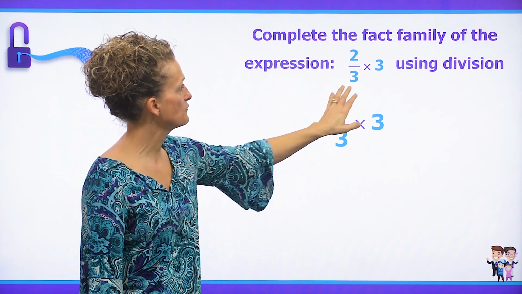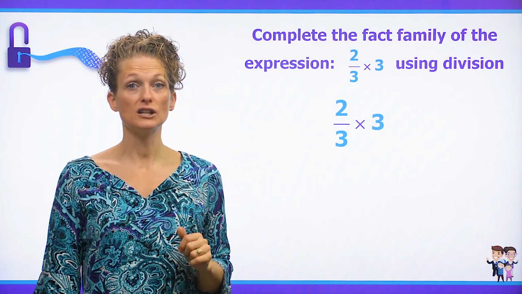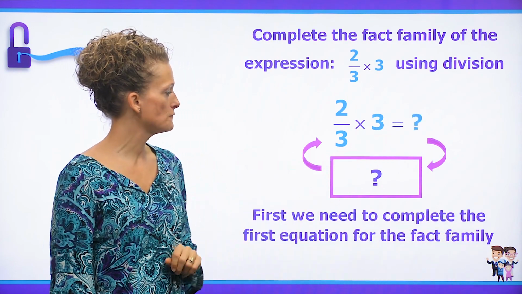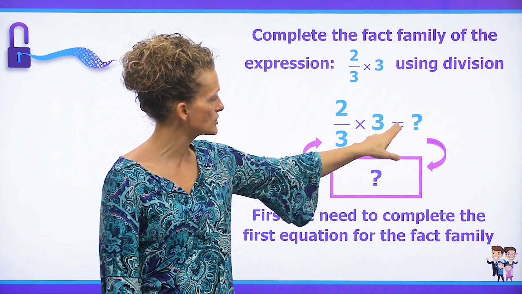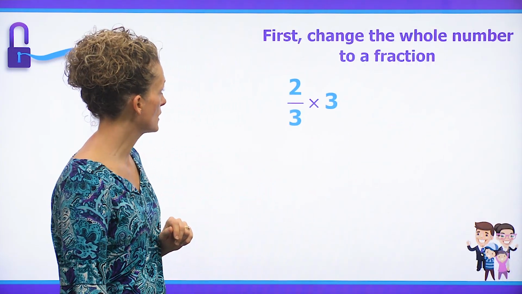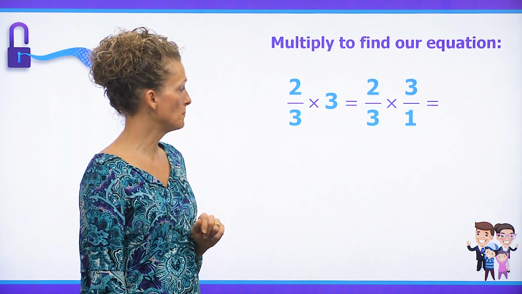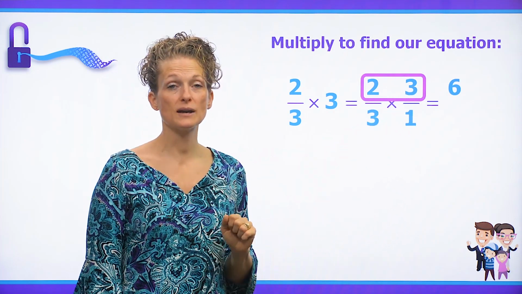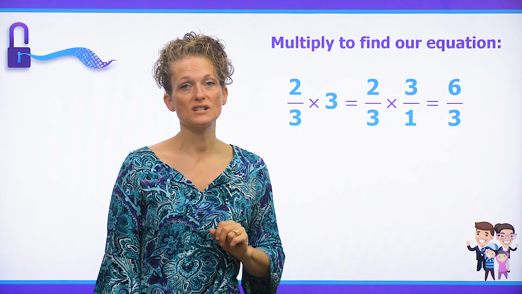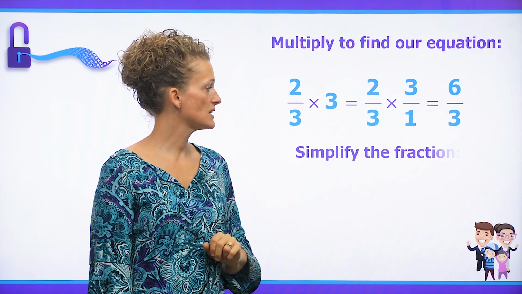Now complete this fact family for this expression, 2/3 times 3, but we want to complete it using division because we have the multiplication. So the very first thing we have to do is complete this first equation before we can do the division equation. So we're going to change the whole number to a fraction, and then we're going to multiply. We multiply our numerators, 2 times 3, which gives us 6. And then we multiply our denominators, which is 3 times 1, which gives us 3. So 2/3 times 3 gives us 6/3.